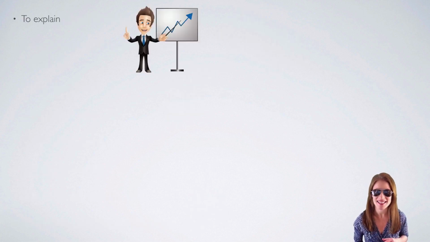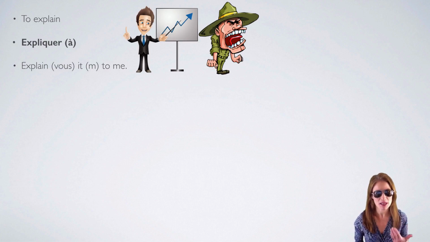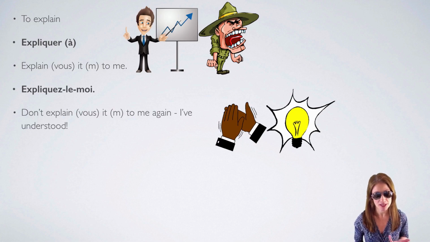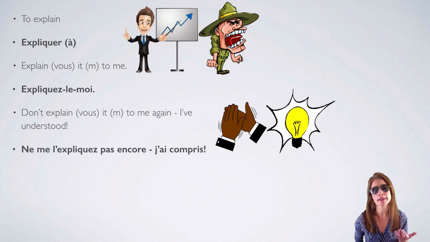To explain is expliquer à, because you explain something to someone. Explain it to me, addressing vous, and your it is masculine. Expliquez-le-moi. Using vous again and your it is masculine. Don't explain it to me again. I've understood. Ne me l'expliquez pas encore. J'ai compris.